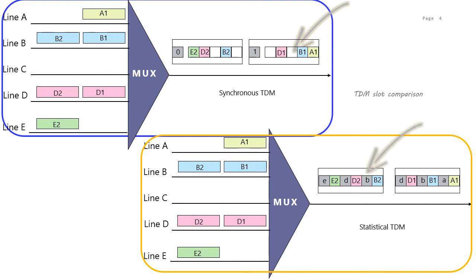In statistical multiplexing, the number of slots for data in each frame is less than the number of input lines. For example, here you have 5 input lines, but there are only 3 slots for data in each frame. The multiplexer will check each input line in a round-robin manner, where it allocates a slot for an input line if the line has data to send. Otherwise, it skips the line and checks the next line.